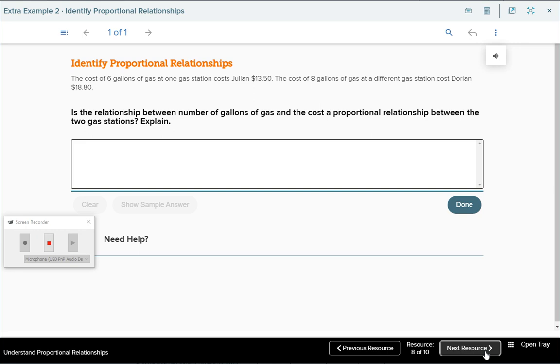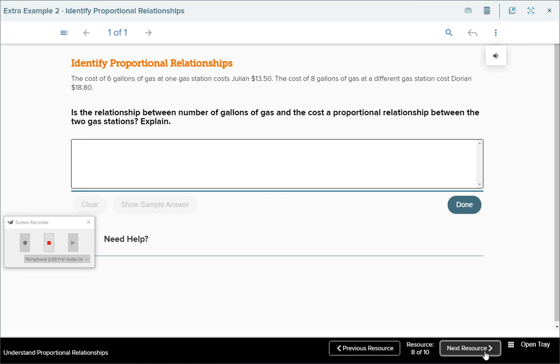What's 6 times 18.50? Let's do that. 0 times 6? 0. 5 times 6? 30. Carry my 3. 8 times 6 is 48. Plus 3? Carry my 5. 6 times 1? Plus 5? Okay. How many decimal places?